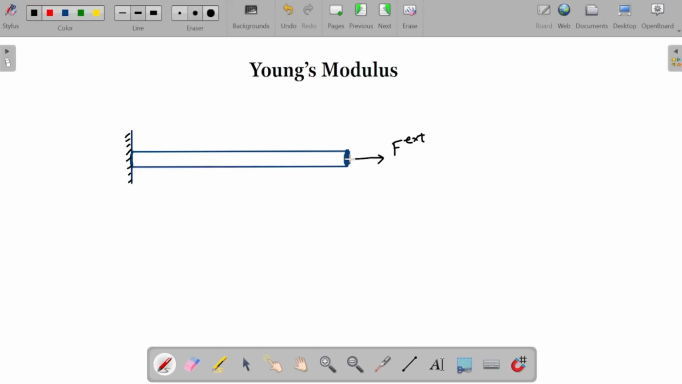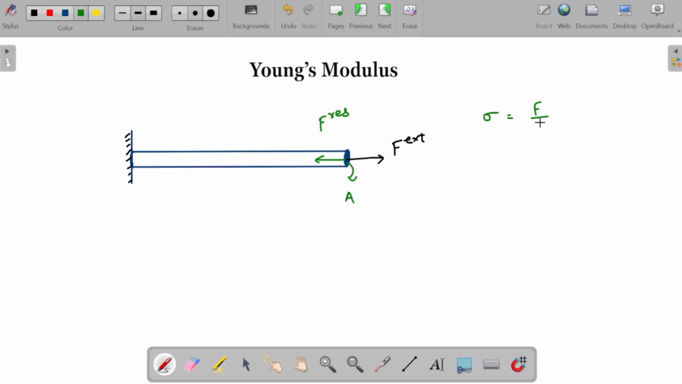This rod is clamped at one end and an external force is being applied on the other end. Here this external force is trying to stress this rod. So there will be tensile stress in this rod. There will be a restoring force which will oppose this external force. Let's write it F_res.